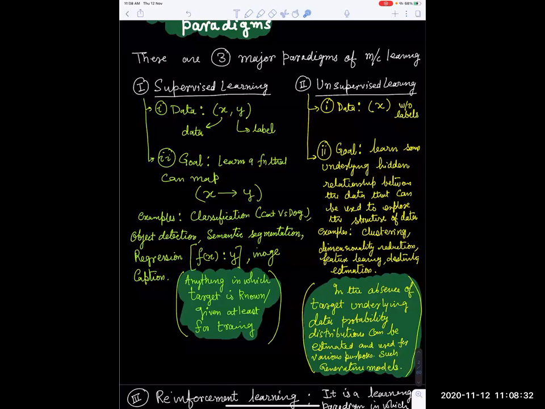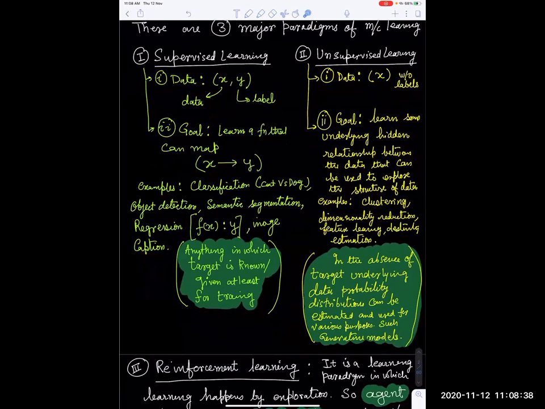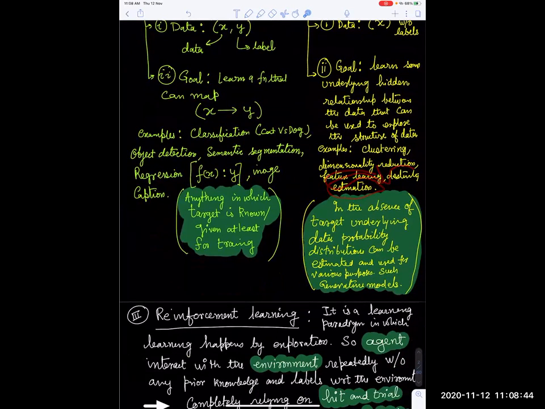So basically the type of problems that we used to handle in that type of scenario is clustering, dimensionality reduction, or feature learning, or density estimation as well. So what happened in the case of, or in the absence of an underlying target, so there is no target, then underlying data we assume that it's going to be coming from some probability distribution.